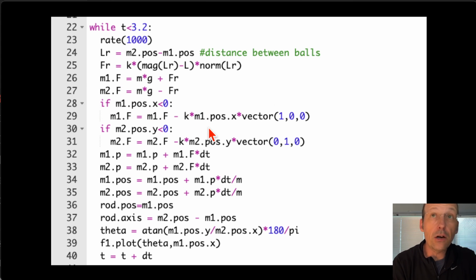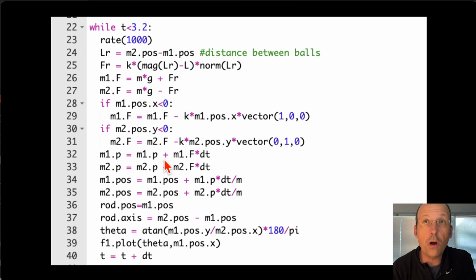Line 28 right here just says, okay, is that ball, mass 1, pushing into the wall? So I set the wall to x equals 0. So if it has a negative x position, then there's a spring force. And that's what this does. This calculates that spring force based on that. Now remember, I want the x position only. So m1.pos.x is just the x value of that vector position. But then I need to multiply it by a unit vector in the positive direction, (1, 0, 0), to make it back into a vector. If I didn't do that, I can't update the forces, because I can't add a vector and a scalar. You can't do that. And then I do the same thing for mass 2.